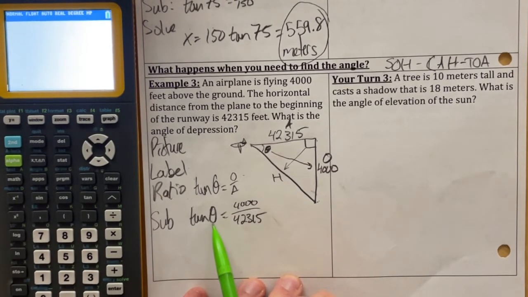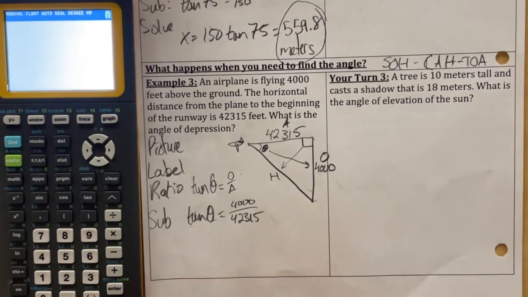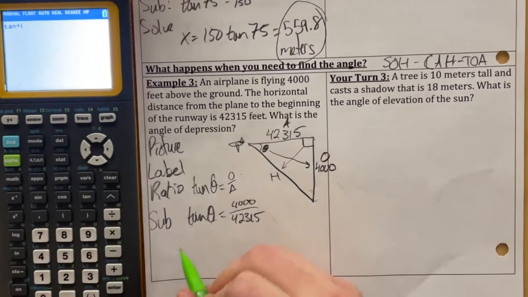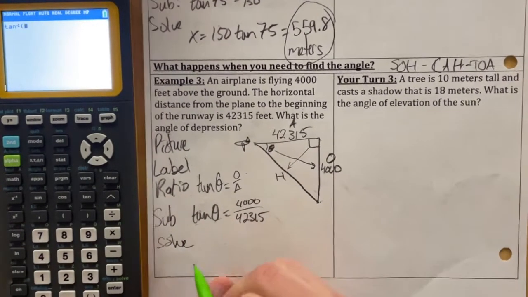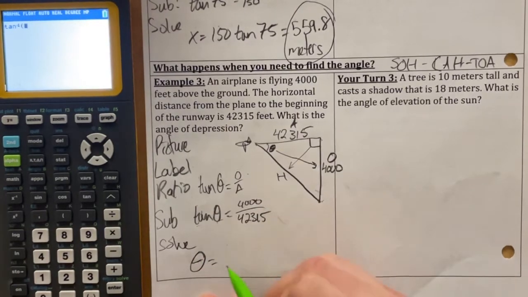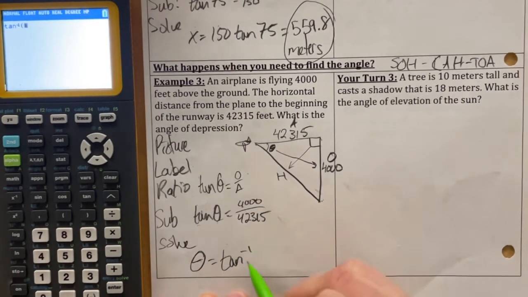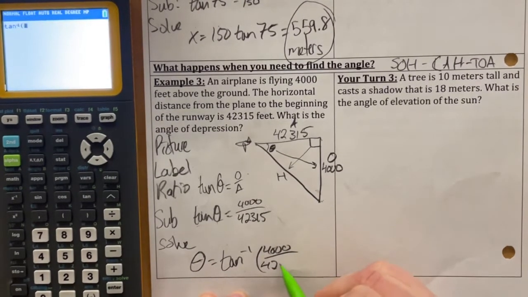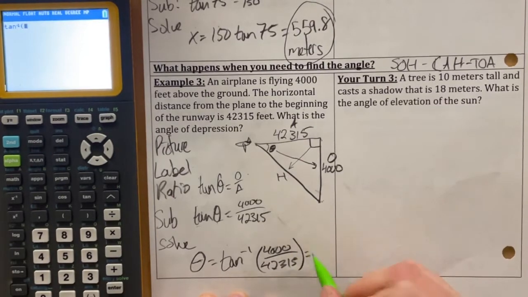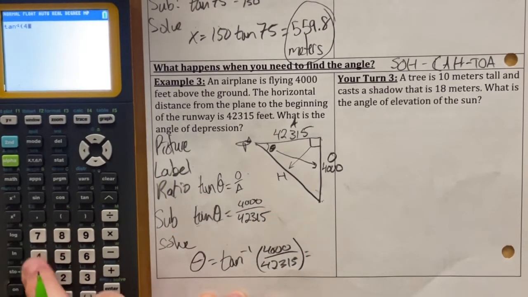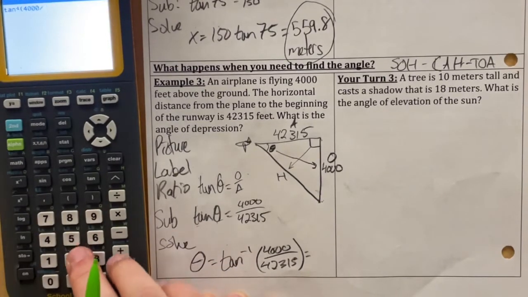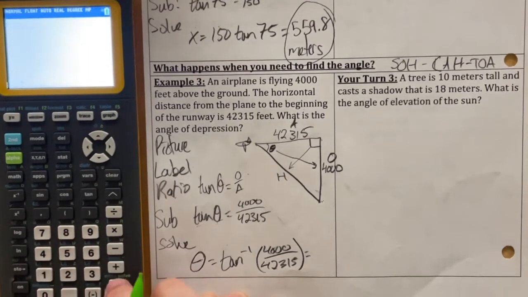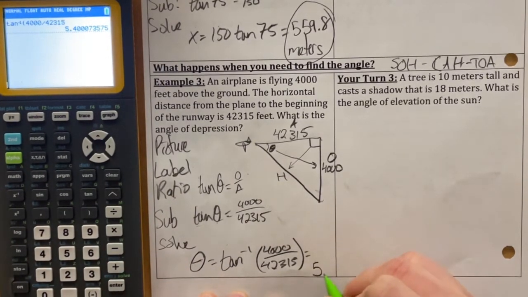All right, so now how do I get this angle theta by itself? We'll have to take the inverse operation, which is the inverse of tangent. This is where you use that second tan to get the tangent to the -1 power. So when I go to solve, I have theta is equal to the tangent to the -1 power of that same ratio. So of 4,000 divided by 42,315. I'm going to say this is going to be about 5.4.